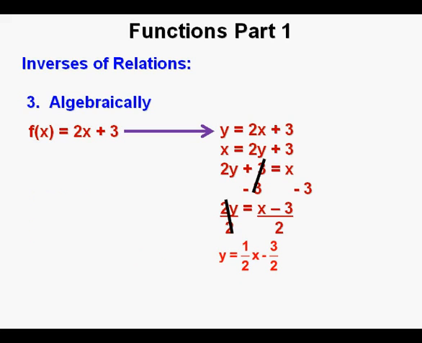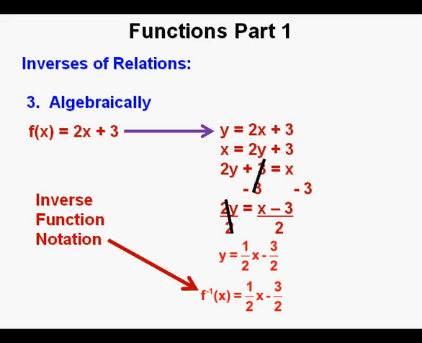This function can be written in inverse function notation as the inverse function of f of x, or f negative 1 of x, equals 1/2 x minus 3/2. This looks like f to the negative 1 power, but it's not that at all. This is what we call inverse function notation. These two functions are inverses of each other.